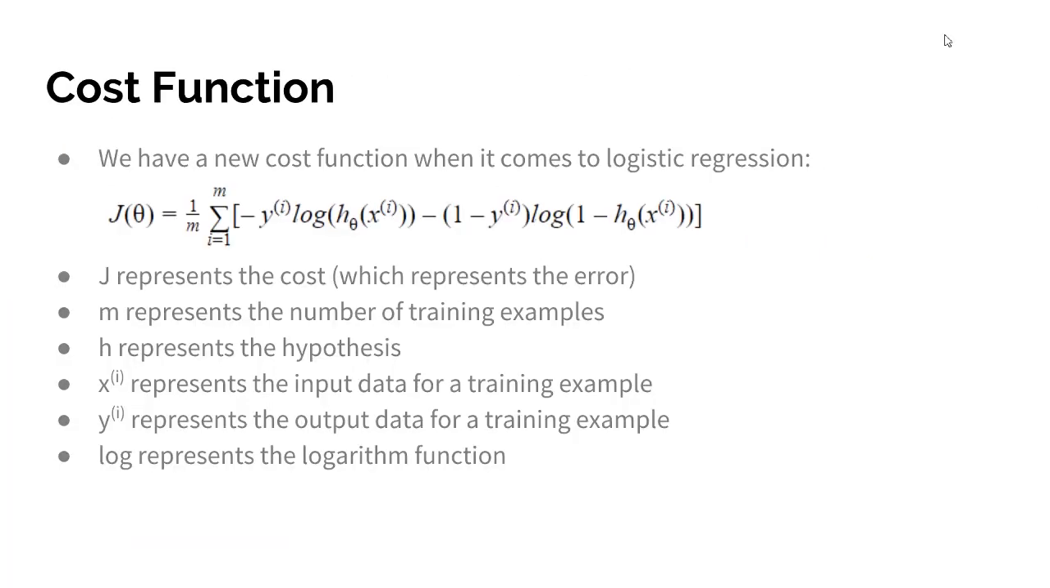So now that we have the new hypothesis function, let's talk about how we're going to do the cost function. So we have a new cost function when it comes to logistic regression. And although it may look long, it's actually quite simple. So all the terms, j, m, h, x, y, mean the same things as they do in linear regression. But here you can see that we have this new function that we're going to use, log, which is the logarithm function. So what we're actually doing here is we're taking an average of the cost of all the points. That's why we divide by m at the very beginning. And we're summing from i equals 1 all the way to m, so over every data point.